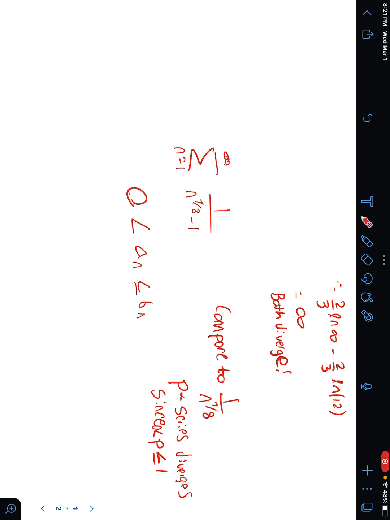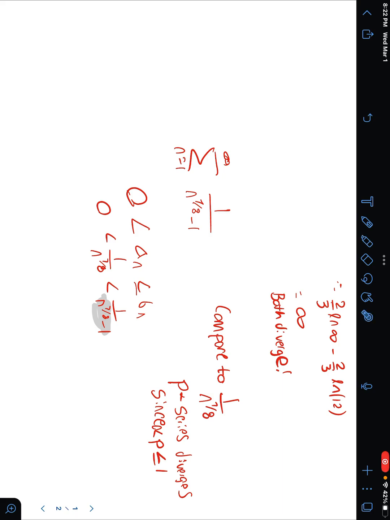1 over n to the 7/8 diverges. We want anything that's larger than it also to diverge. So is 1 over n to the 7/8 less than 1 over n to the 7/8 minus 1? If this is true, then both diverge. If it's false, then we have to try another test or compare it to something different. If we think about it, the denominator here is always going to be a larger number, so it's going to be a smaller number.